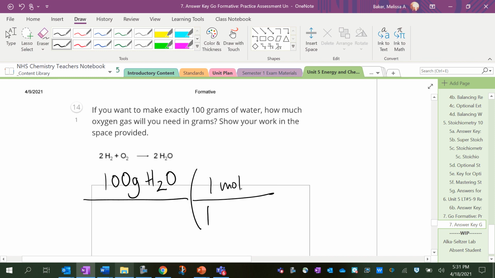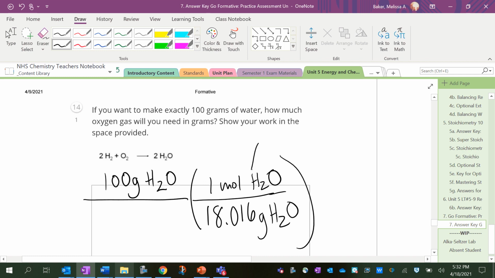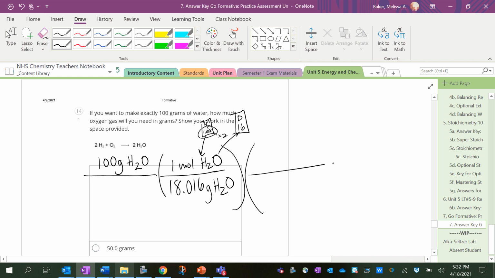1 mole of H2O from the periodic table weighs 18.016 grams. How did I get that? I looked up hydrogen, like the square, and at the bottom it's 1.008. And there's 2 of them because it's H2O. And then I looked up oxygen's square, and it's a 16. So plus 16. So that added up to 18.016.